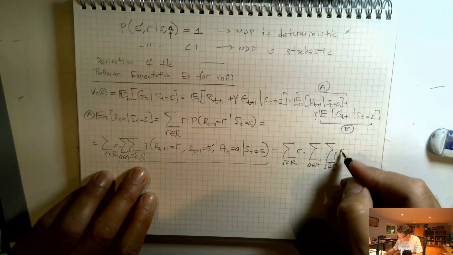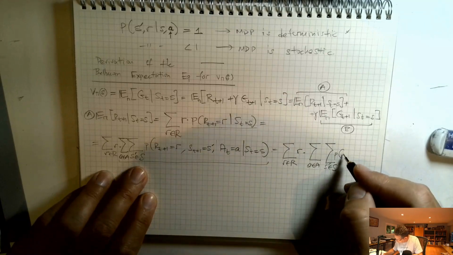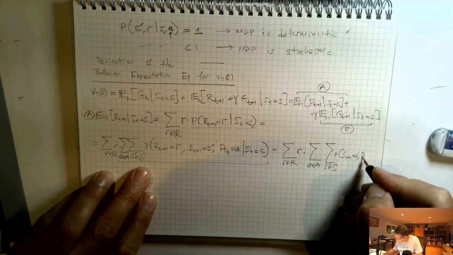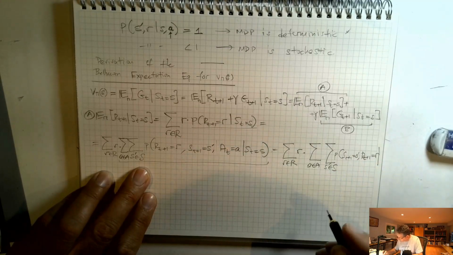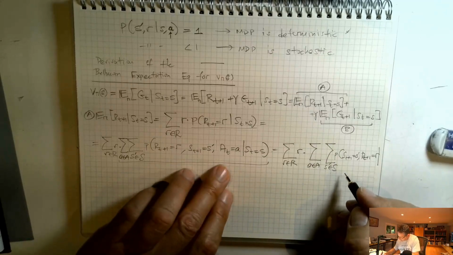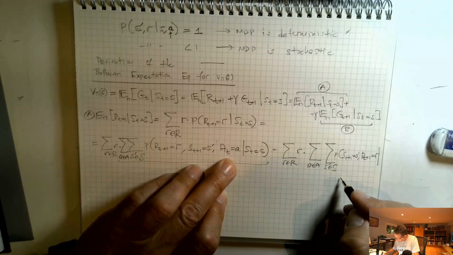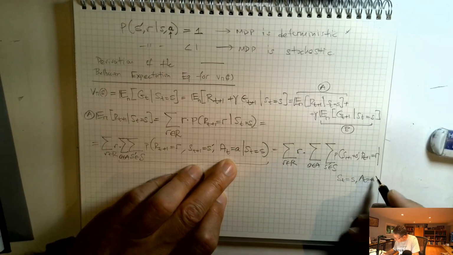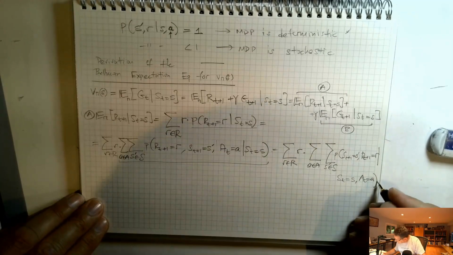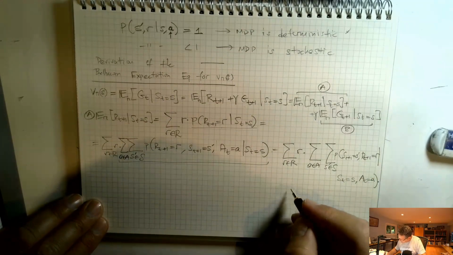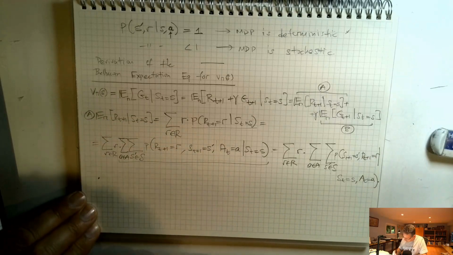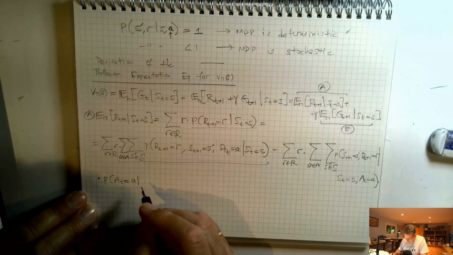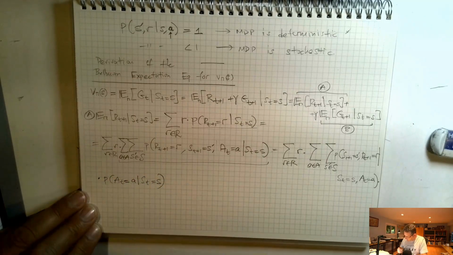and we can write it as P of S_{t+1} is equal to S prime, comma, R_{t+1} is equal to R, given the things that we need, S_t is equal to S, comma, A_t is equal to A, times, let me write the times over here, the P of A_t is equal to A, given S_t is equal to S.